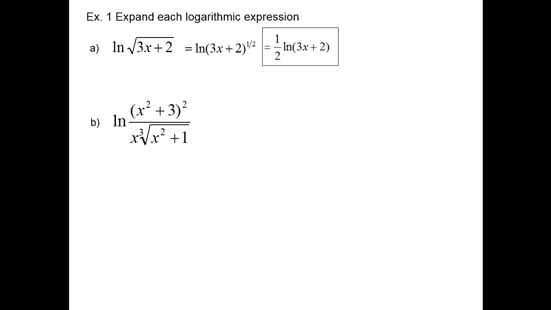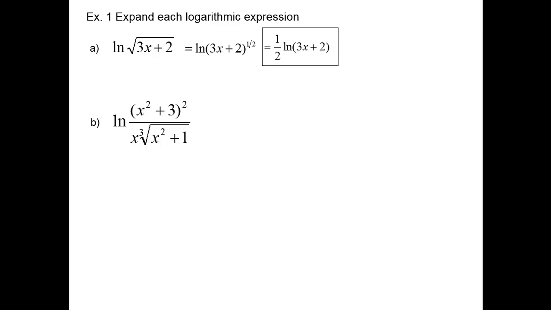Another one a little bit more complicated. Natural log of x squared plus 3 quantity squared divided by x times the cube root of the square root of x squared plus 1. Make sure you write that as the cubed root. Kind of hard to tell, but that's what they meant for it to be.